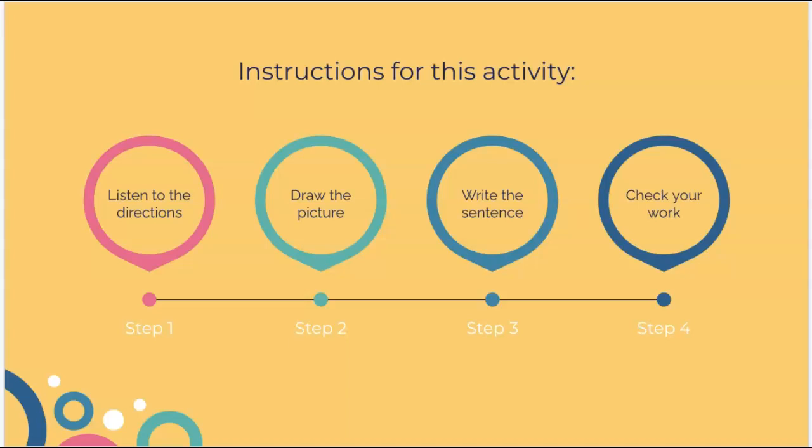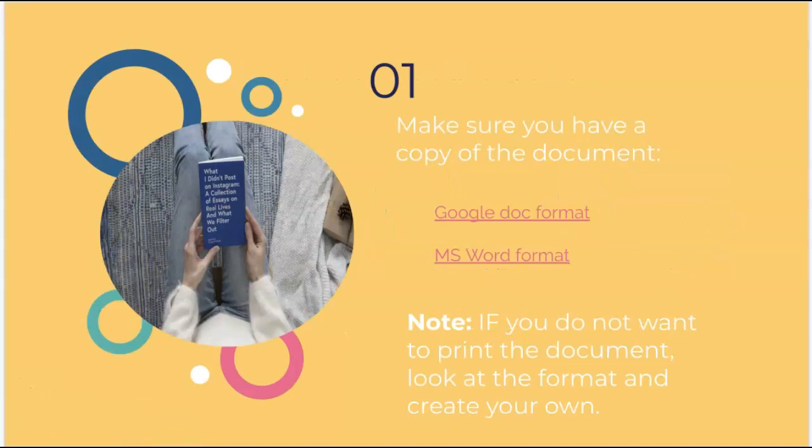Here are the instructions for this activity. First, you will listen to the directions. Step 2, you will draw a picture. Step 3, you will write the sentence. Step 4, you will check your work. You want to make sure that you have a copy of the document. I have it here in 2 forms, the Google document form and the Microsoft Word format. If you don't want to print the document, at least look at the format and create your own. You can stop the slideshow now and go get a piece of paper.